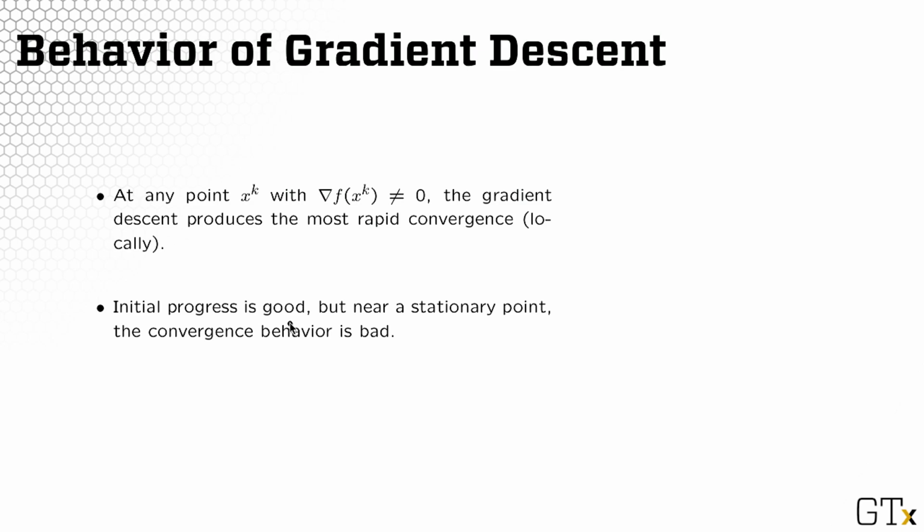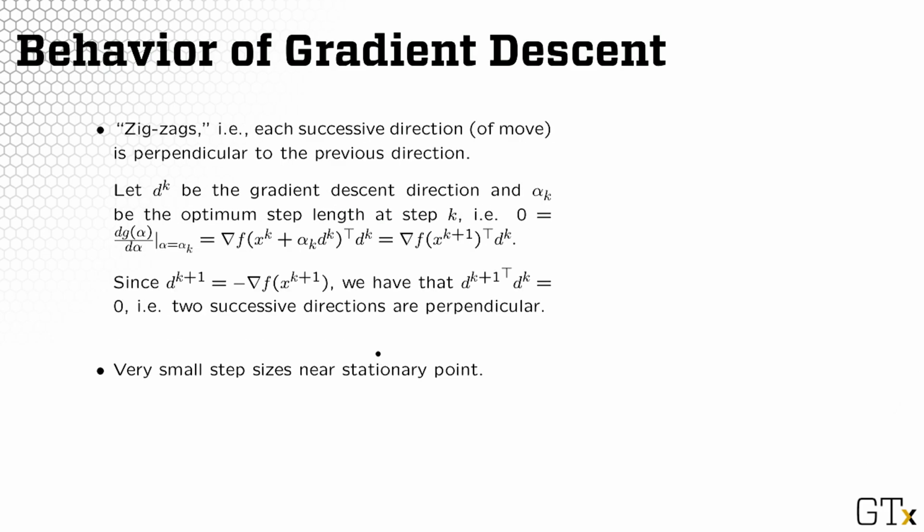So the initial progress is good, but as we get closer and closer to a stationary point, remember where this gradient vanishes, because we are taking steps along the gradient direction and the gradient is vanishing, the algorithm slows down, so the convergence behavior is bad. Then there is this other notion which is called zigzagging.